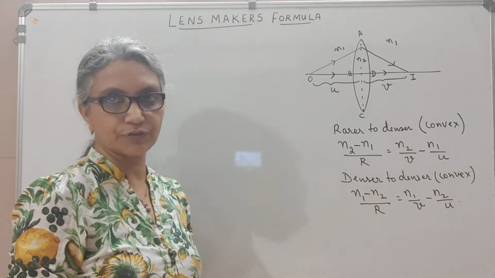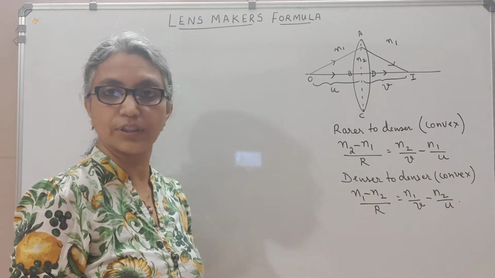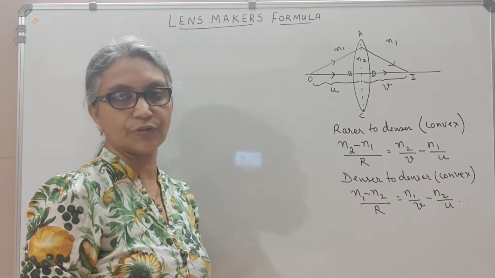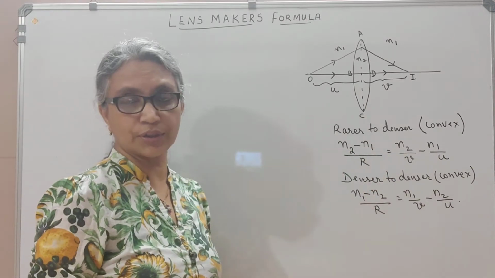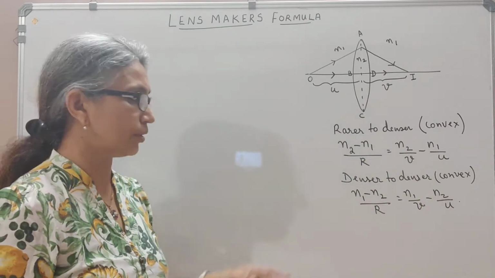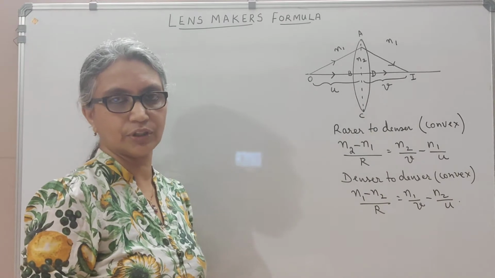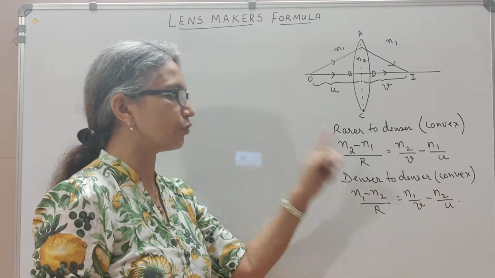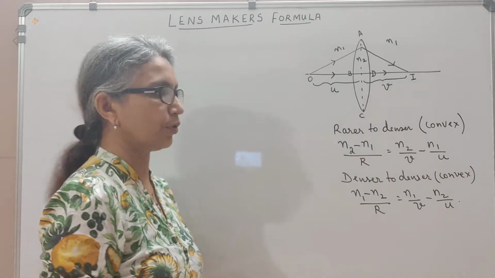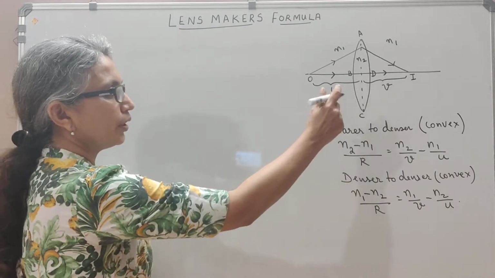Here n2 is the refractive index of the denser medium, n1 the refractive index of the rarer medium, v is the image distance, u is the object distance, and r is the radius of curvature. If you have not watched that video, please go back to it because we need these formulas for the lens maker's formula. Now what I've drawn here is a lens.